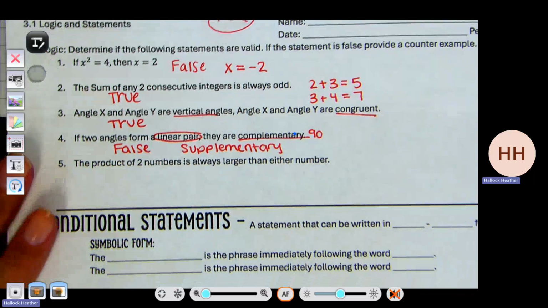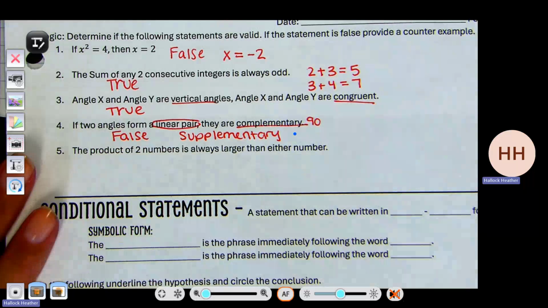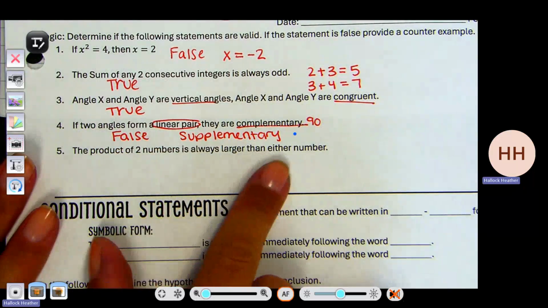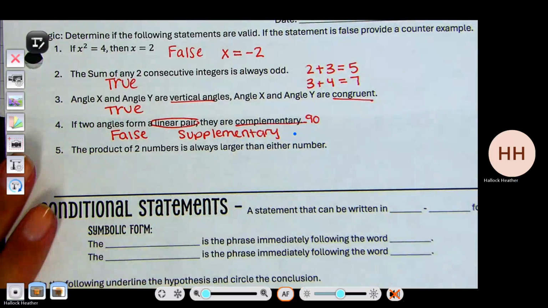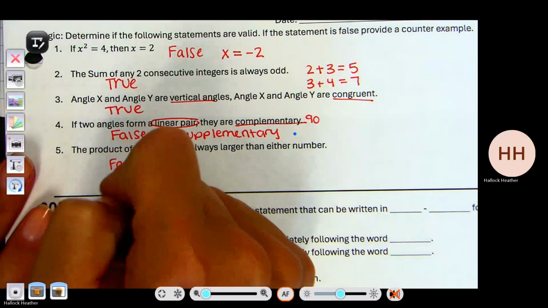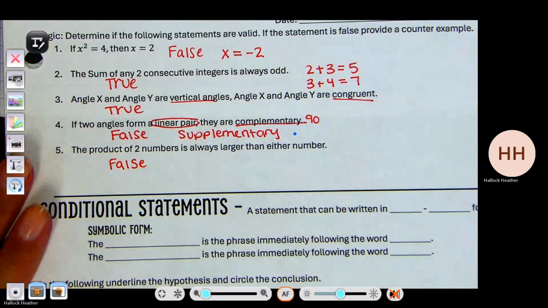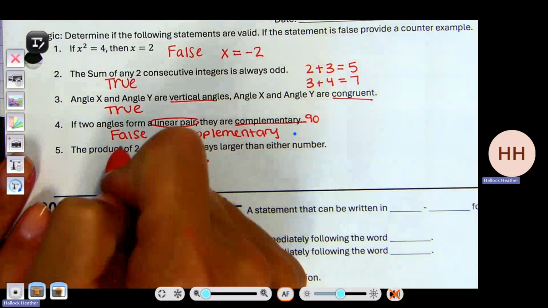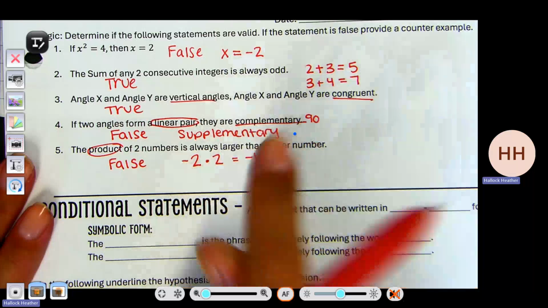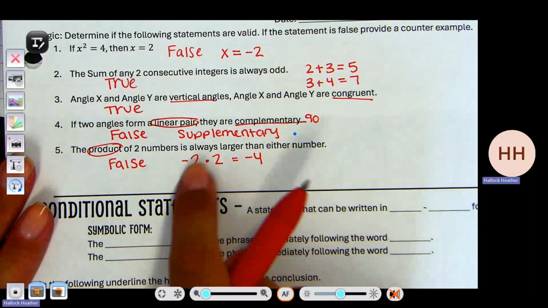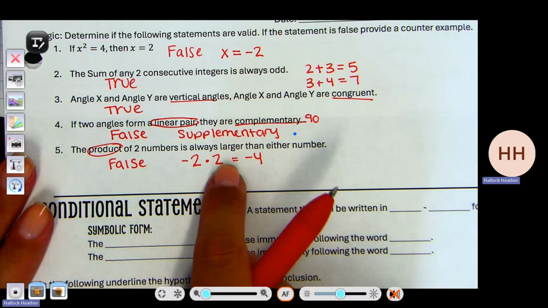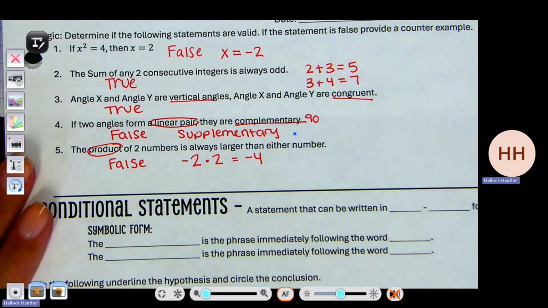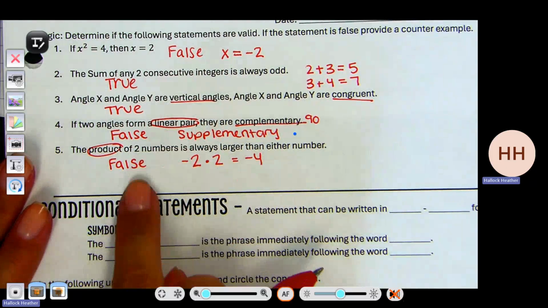Number 5 says the product of 2 numbers is always greater than either number. False. What would be a counterexample? If I use -2 times 2, because it says product, that is -4. -4 is not greater than -2 and not greater than +2. If it was 2 positives, yes, 2 times 4 is going to be 8, 2 times 5 is going to be 10. But if I throw in a negative, then that's not true. So that's my counterexample.